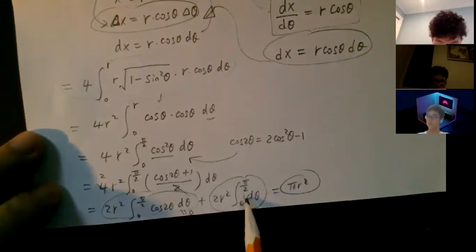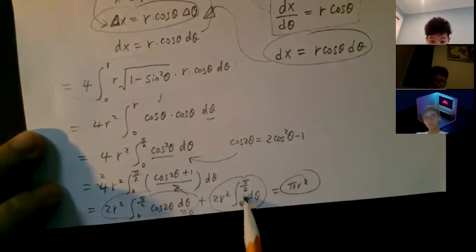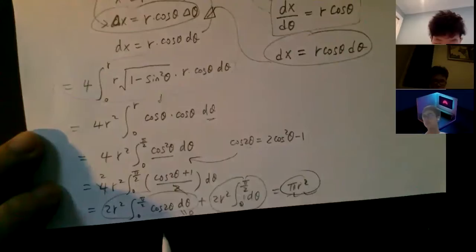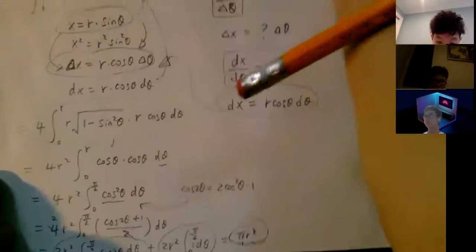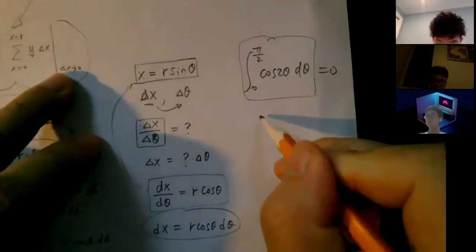The integral of 1 is the function whose derivative is 1, which is theta. X's derivative is 1, theta's derivative is 1, right? So in that case, it's theta, from 0 to pi over 2, and the change means pi over 2 minus 0. So pi over 2 times this guy becomes pi r squared. Oh, I jumped too fast. Let me do two things and explain everything.